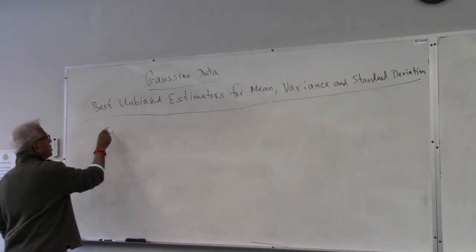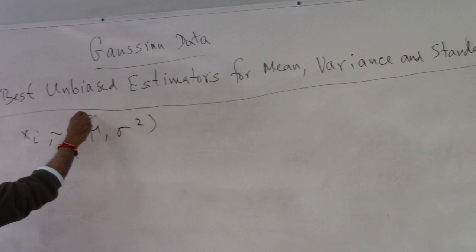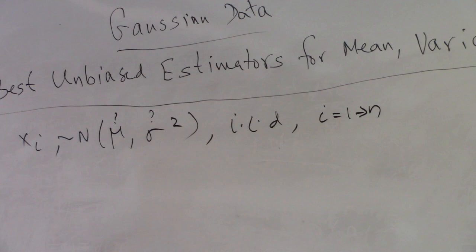...is xi, all of them are some mean and variance. Both of them in general could be unknown. And we have independent identically distributed samples, n samples of Gaussian data, so that the joint density function, of course, is... we have gone through this several times.